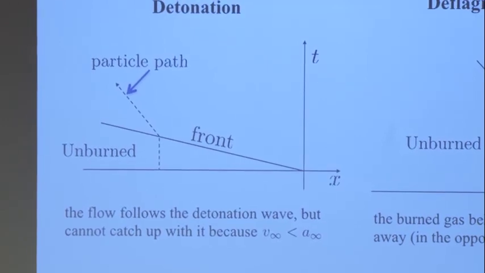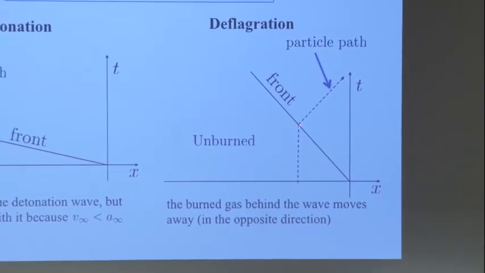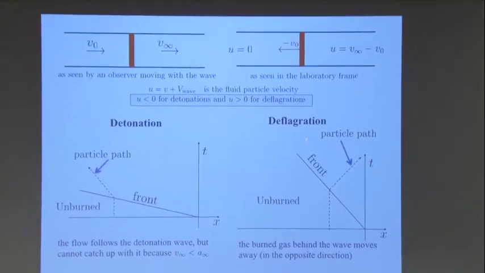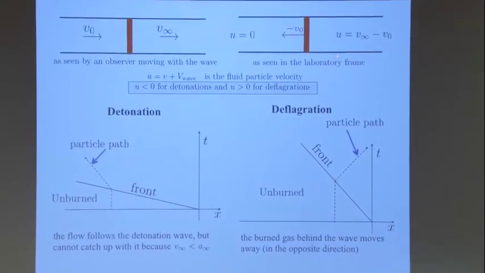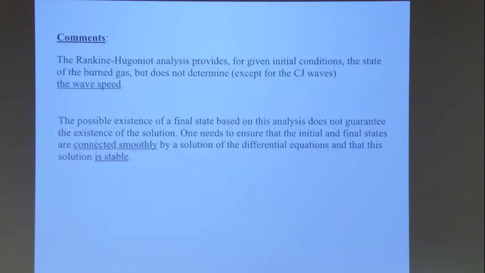Okay. For deflagration, here is the fluid particle. It is still at rest until the front hits it. And then you see, because U is going to be positive for deflagration, it's going to be moving away from the front. So the flame is moving to the left, and the burnt gas is expanding and moving to the right. Okay, so that's another important distinction between the two.